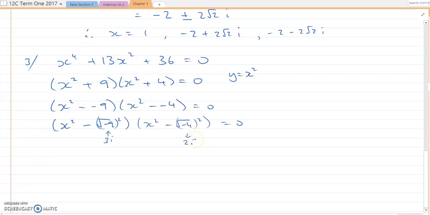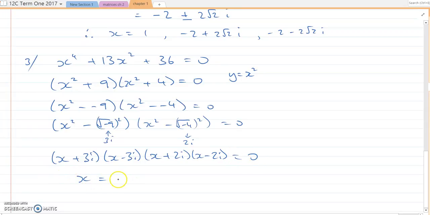This becomes x plus 3i, x minus 3i, x plus 2i, x minus 2i equals 0. So x equals plus or minus 2i, plus or minus 3i. And that is the solution. We're done.